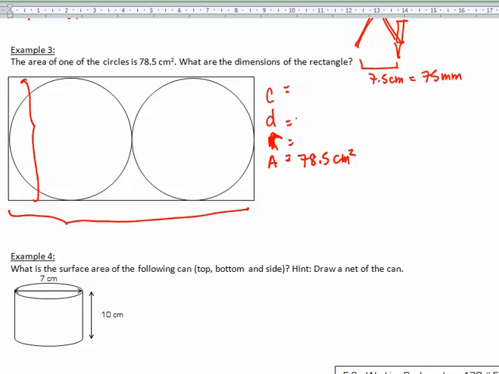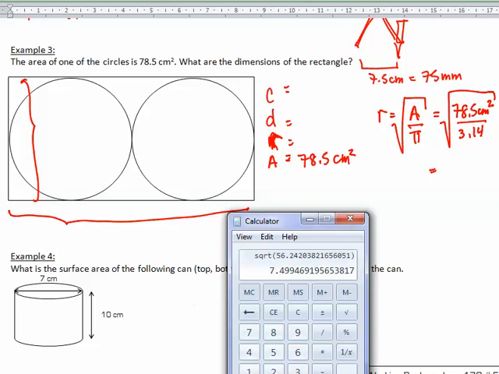So once I find the radius and the diameter, I can find the dimensions of this rectangle. The radius of this circle is equal to the area divided by pi, and then I square root it. So that's 78.5 centimeters squared divided by 3.14, and then I square root that answer. Always be careful to make sure you square root after you do the division. So 78.5 divided by 3.14, I press enter, then I press square root after that, and I get the answer: radius is equal to 5 centimeters.